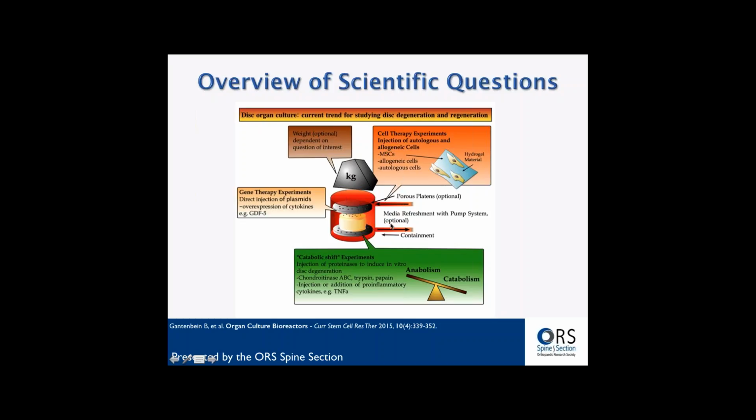And when you have this disc degeneration established, you can then think of experiments on how to regenerate the disc by injection of autologous or allogenic cells like mesenchymal stem cells, together with or without biomaterials. So it's really a nice playground to study cell therapy experiments, or for instance gene therapy experiments, injection of DNA, or you can think of any strategy basically.